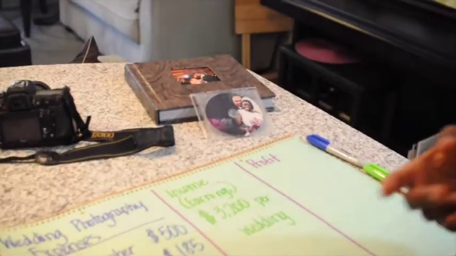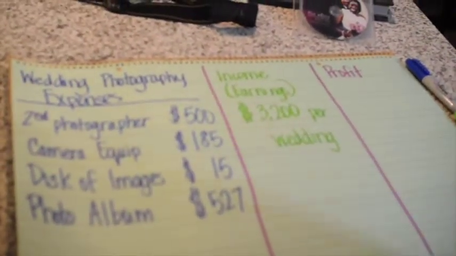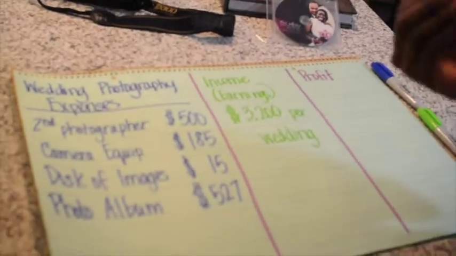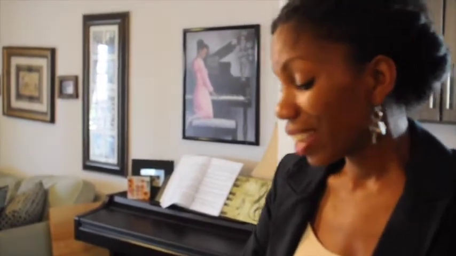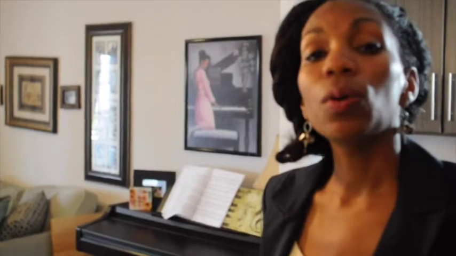So anyway, I make $3,200, but whenever I shoot somebody's wedding, I always have a second photographer because I cannot possibly catch every single image just by myself. So my second photographer, I pay them a flat rate of $500 every time we have a wedding. And because I want really good equipment, I have my camera, but I also rent a second camera with lens and all of that stuff. So the camera equipment that I rent is an extra $185.